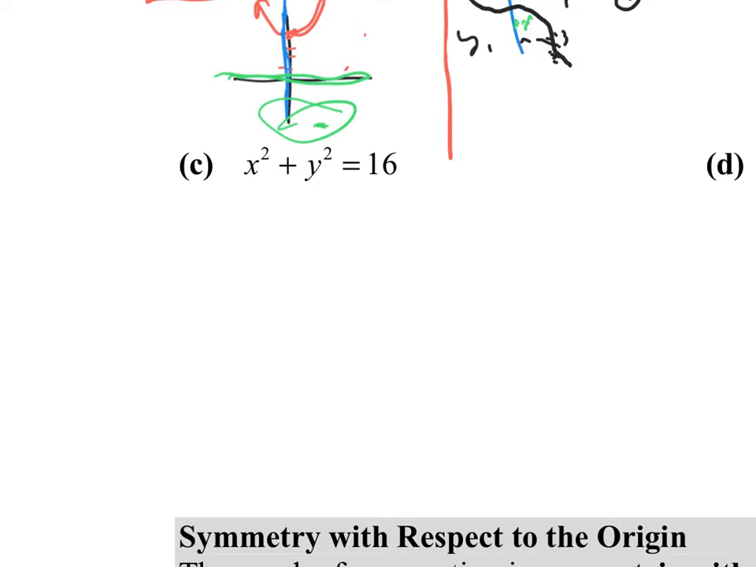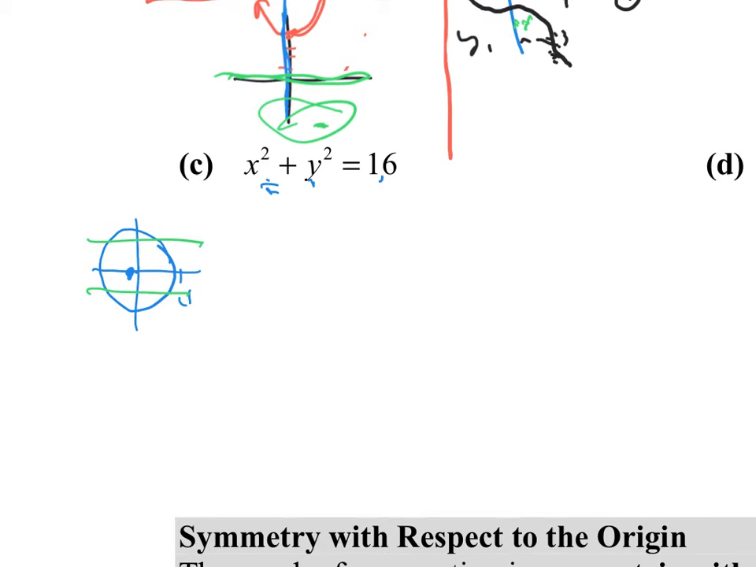This is a picture of a circle. We've had this before. I don't even have to do any work to realize that if it's centered at 0, 0, and the radius is 4, then does it have symmetry on the y-axis?